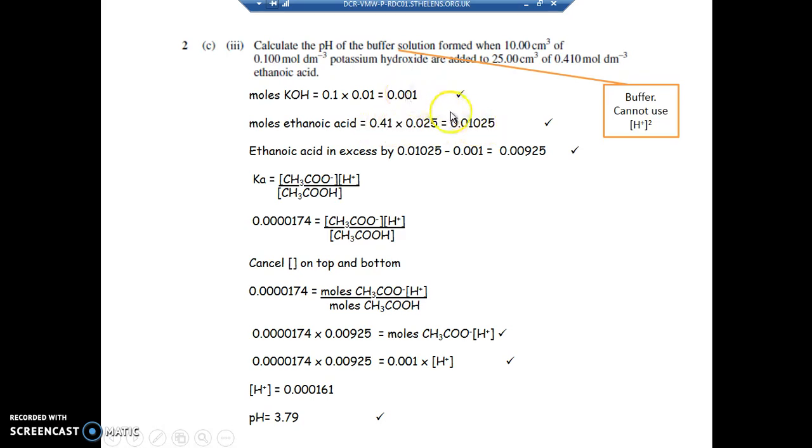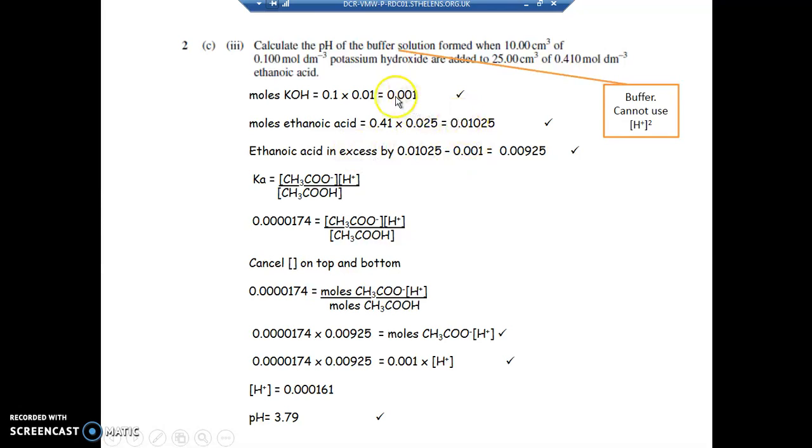Then I look at them. Now, I've not got a diprotic acid like sulfuric acid. It's not a superacid. So 1 mole of potassium hydroxide reacts with 1 mole of ethanoic acid. But I've not got similar amounts, so I must have something left over. What have I got most of, that is going to end up in excess or left over? Well, 0.01025 is larger than 0.001, so I've got ethanoic acid in excess.